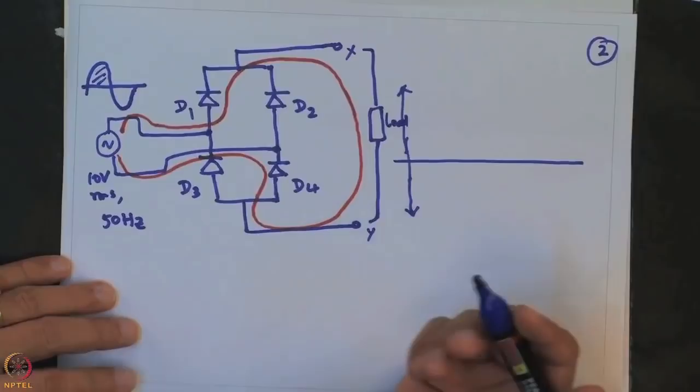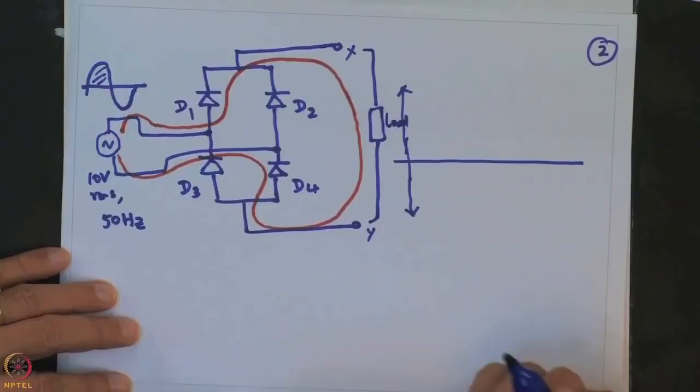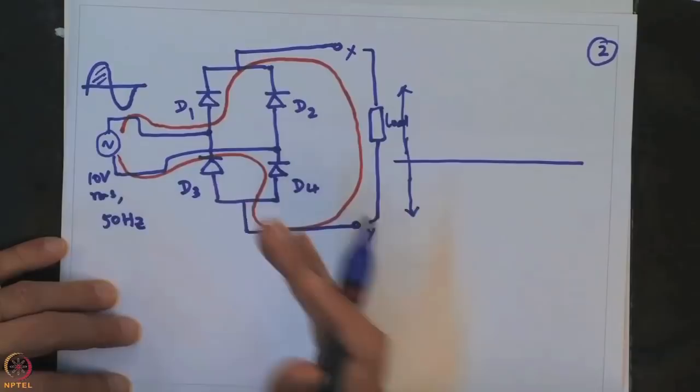And basically, somebody standing at terminals X and Y is able to see what is there on the input side through D1 and D4. So basically, whatever is the portion of the input supply at that time when D1 and D4 are conducting would appear across the terminals X and Y. So this is what you will see.